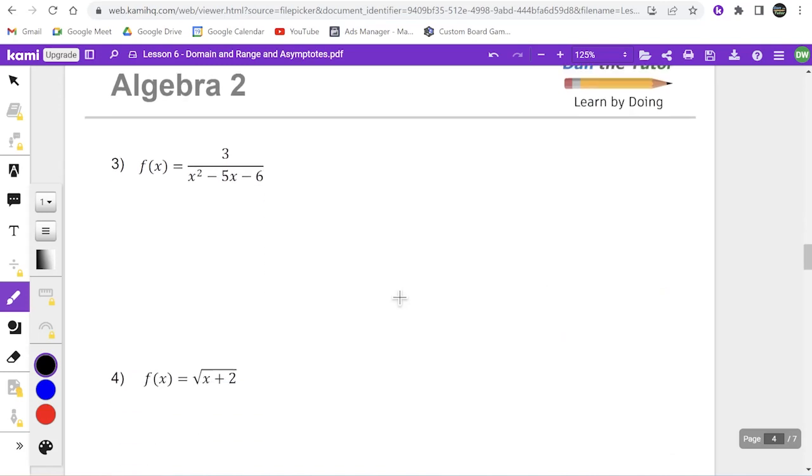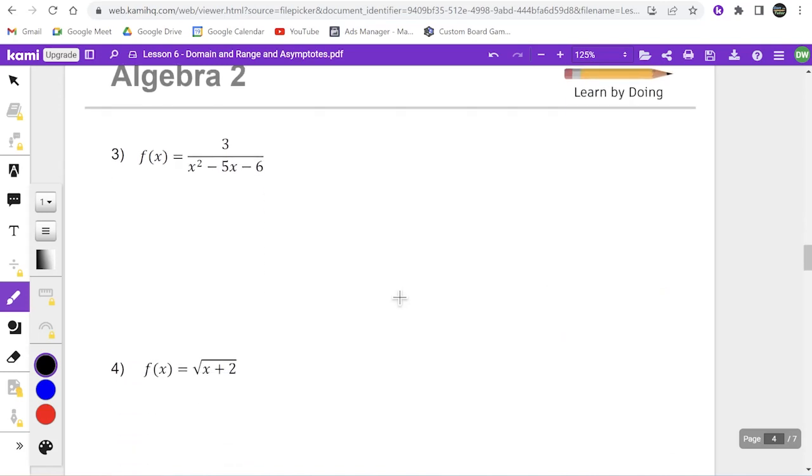Okay, great. Here's number 3. f of x equals 3 divided by (x squared minus 5x minus 6). What are we going to do for this one? So first I would say the problem is your denominator cannot be 0, right? So we're going to say x squared minus 5x minus 6 equals 0. And now we need to solve for x. How do I solve for x here?